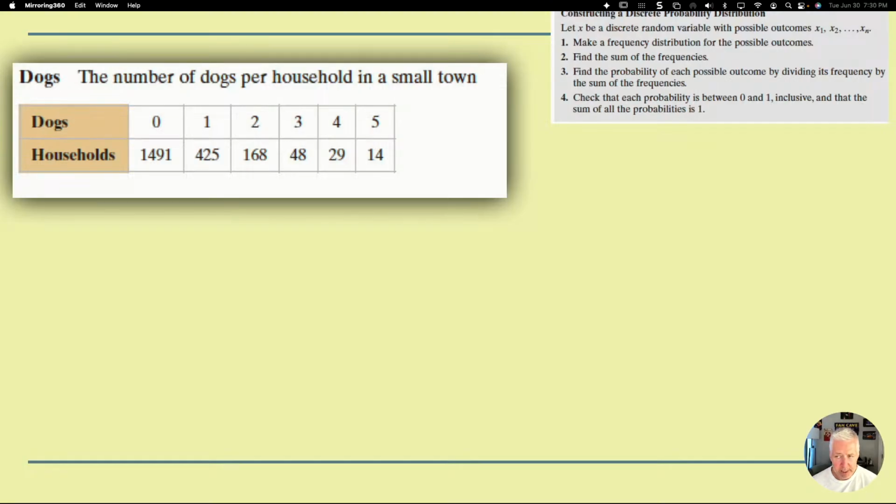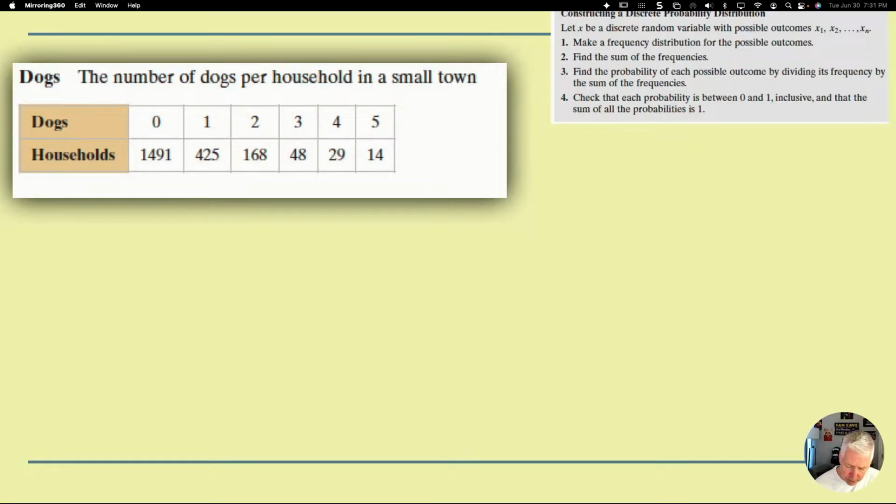But in this small town, there were 1,491 households that had 0 dogs. There were 425 households that had 1 dog. There were 168 households that had 2 dogs, 48 households that had 3, 29 households that had 4, and bless their hearts, 14 households had 5 dogs in this small town. We are going to build our probability distribution from this, and then I'm going to bust out the calculator, and we're going to find the mean and the variance and standard deviation.